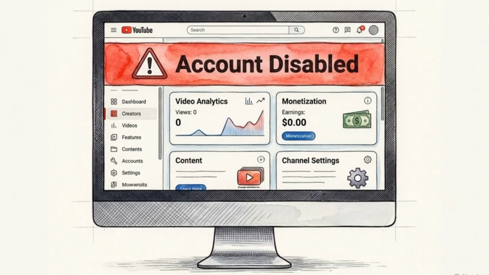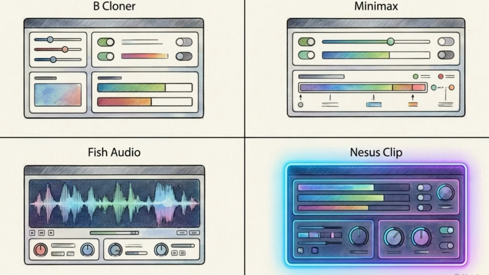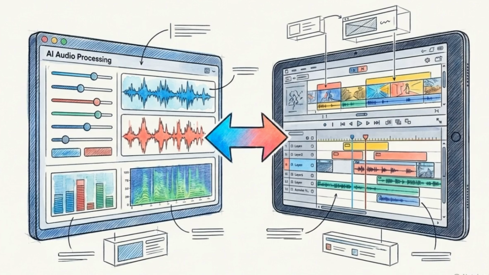There is a strict baseline here. Cloning voices without permission leads to immediate copyright strikes. You must only use your own recorded voice or properly licensed community assets. To navigate this, we are evaluating 3 core platforms: bcloner, Minimax, and Fish Audio, along with an automation tool called Nessus Clip. Securing zero-cost AI audio requires matching the specific AI processing platform directly to your creative intent.